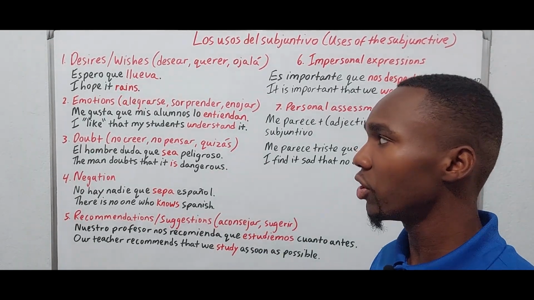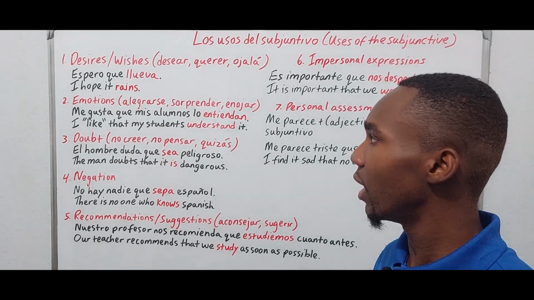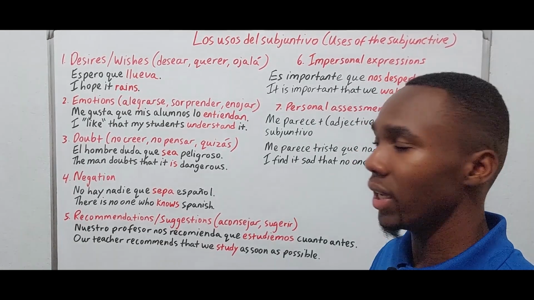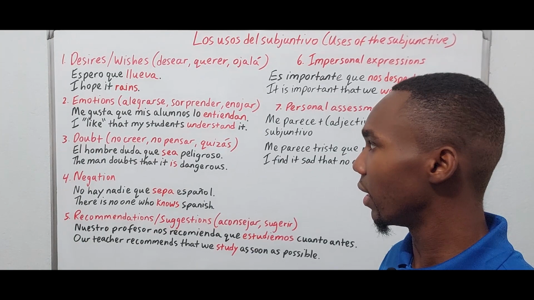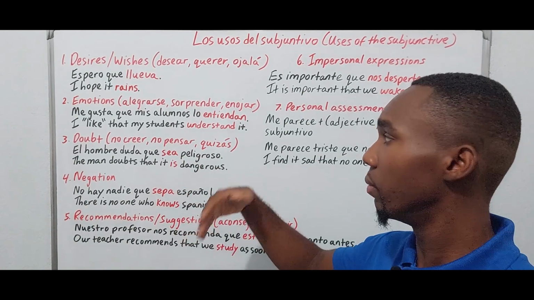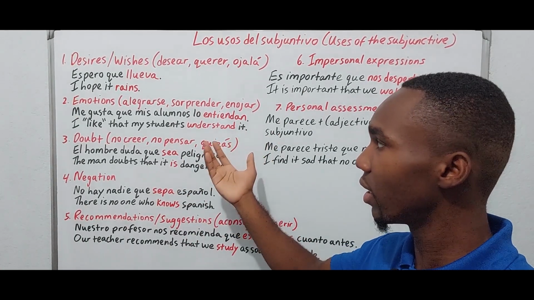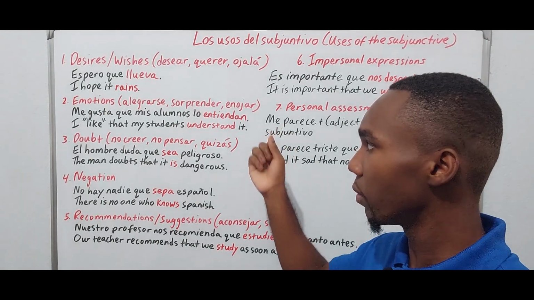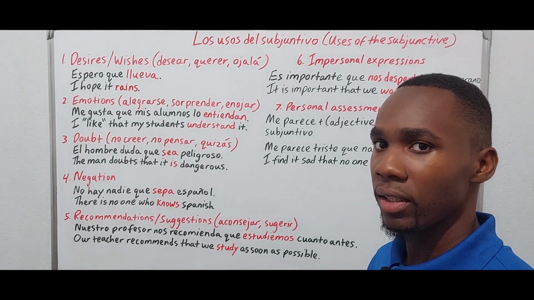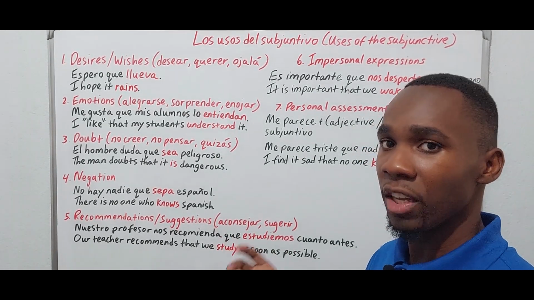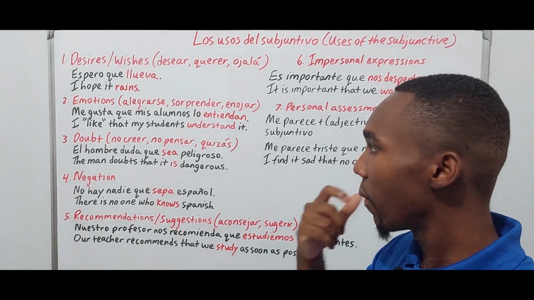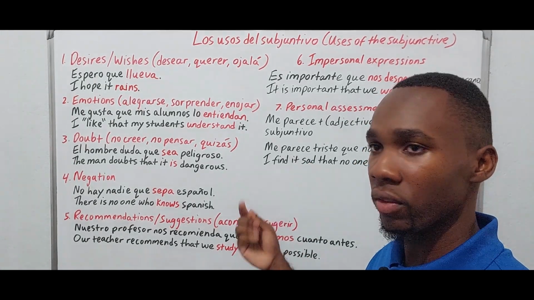Two. Emotions. Me gusta que mis alumnos lo entiendan. I like that my students understand it, or it pleases me that my students understand it. So you see that that is an emotion. And examples of other verbs, alegrarse, sorprender, enojar. So any verb that expresses emotion, right, can be used with the subjunctive if we have two subjects. Remember, that's important, right? So second context, emotions.